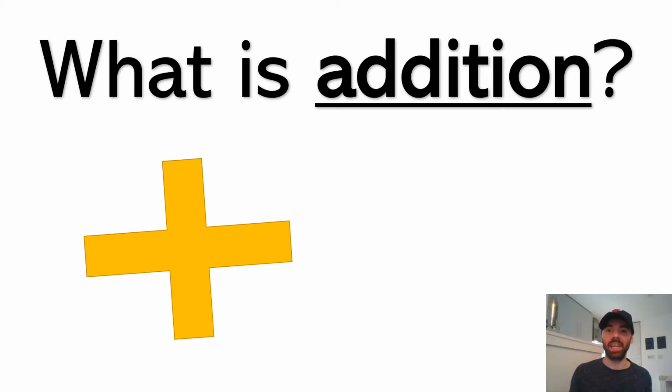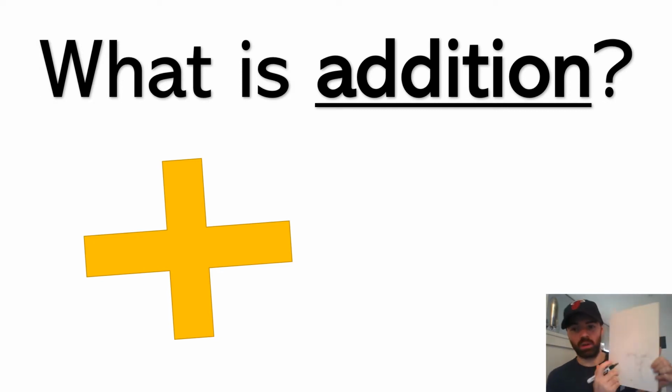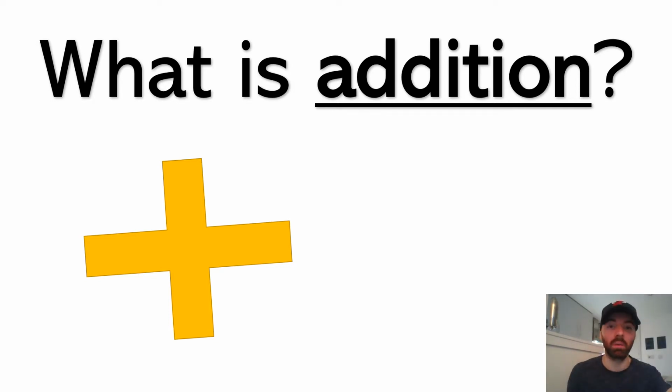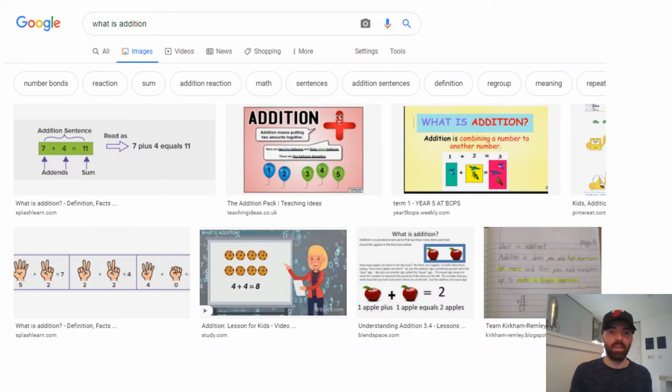For me, addition is combining two numbers together or two quantities together. So for example, I could say it's adding two quantities. So we've got 3 add 2, combining, putting them together to get an answer. That's what addition is to me, combining two quantities or two numbers together. Now when I typed that into Google, what is addition? This is what came up.